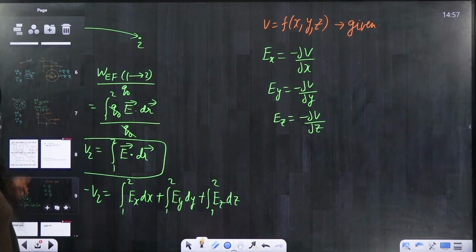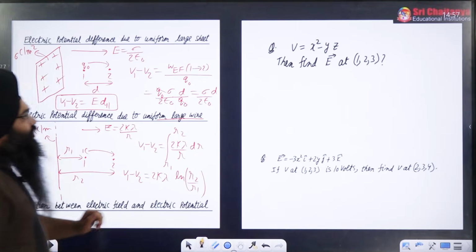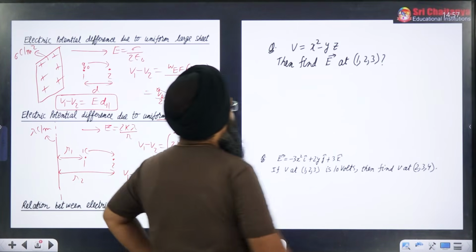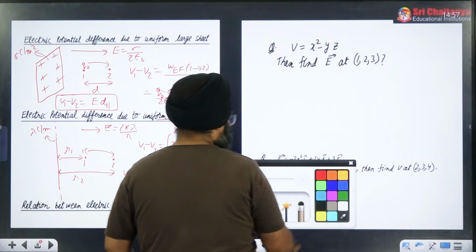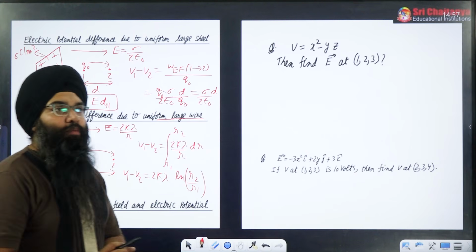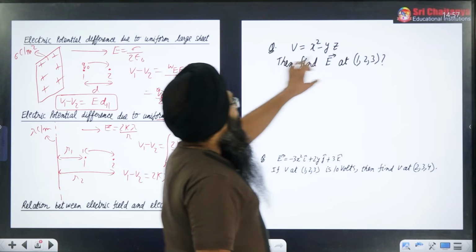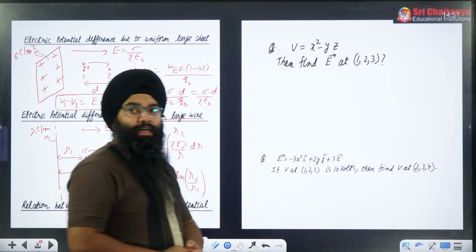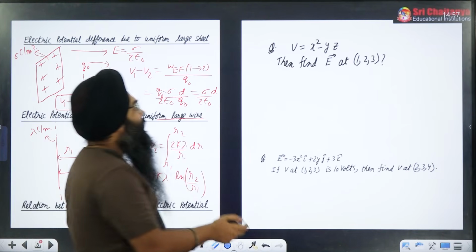So I hope this point is also clear. So based on this, I have a question. Suppose I say to you that potential is given as x square minus yz. I want to find the electric field at (1, 2, 3). So how will I find it?